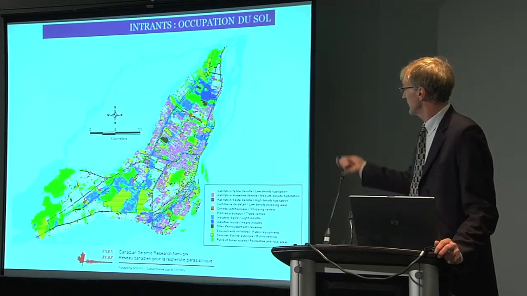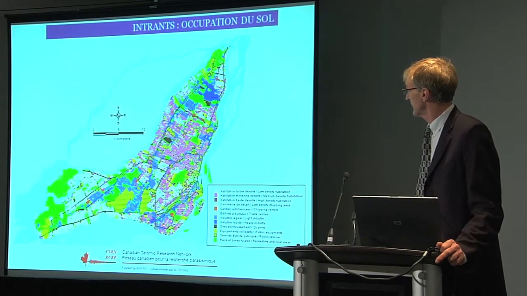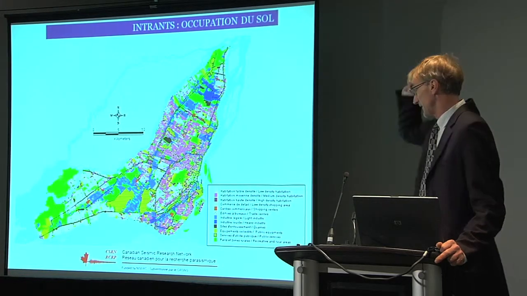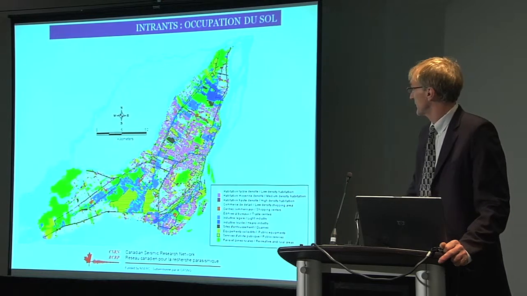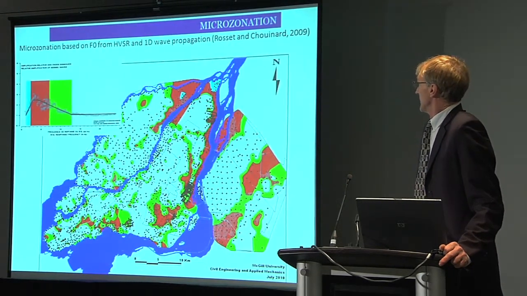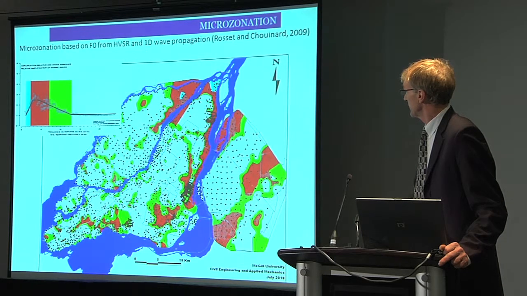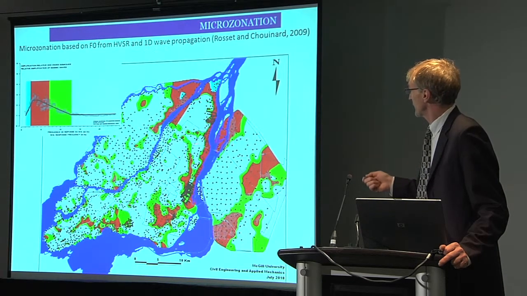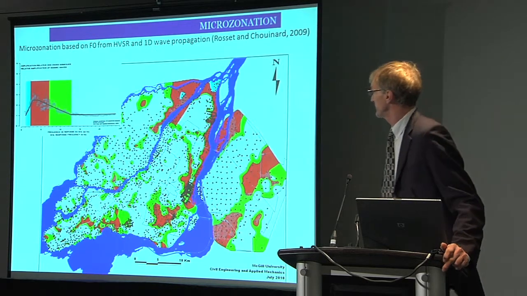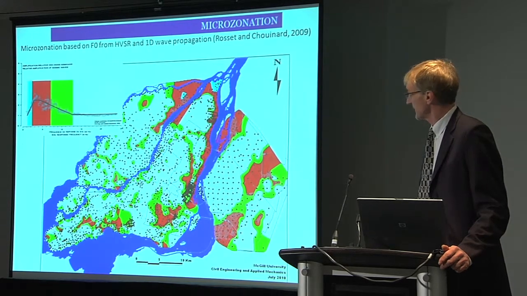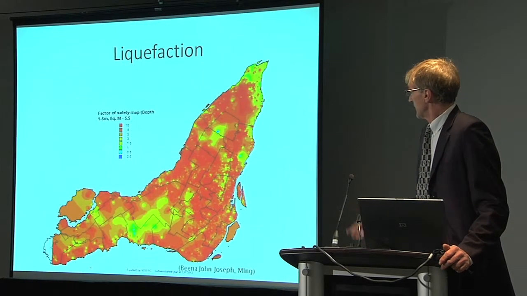To do some risk analysis, we combine this information with all the information with respect to buildings and the built environment in Montreal. We've done this study, but I don't really have time to talk about it here today. We've also done some work using F0 and trying to estimate amplification based on 1D modeling. This would be an alternative way of doing a microzonation that is not based strictly on the VS30.